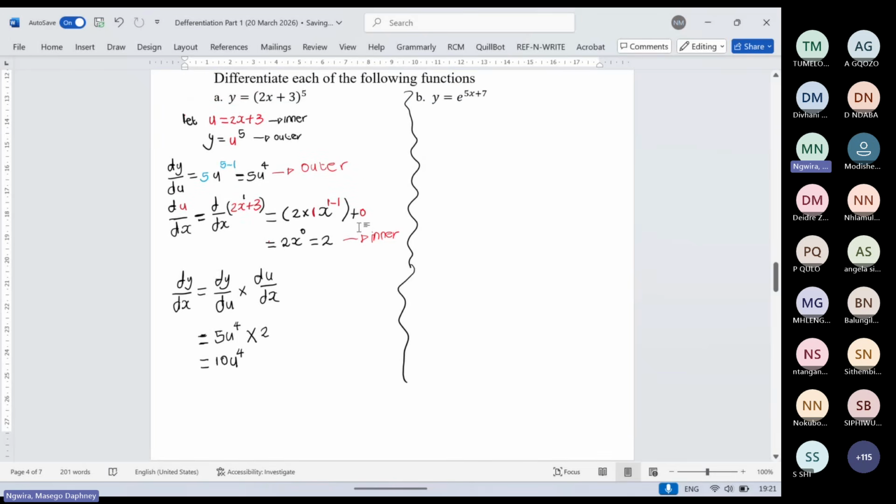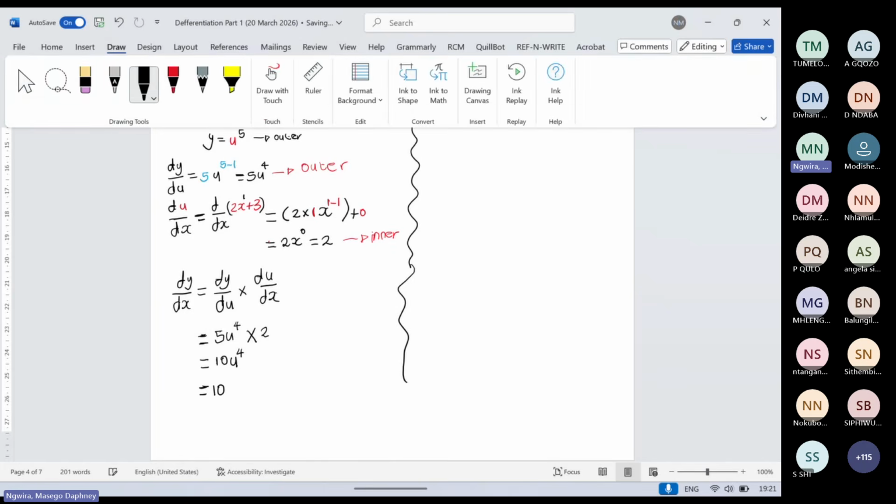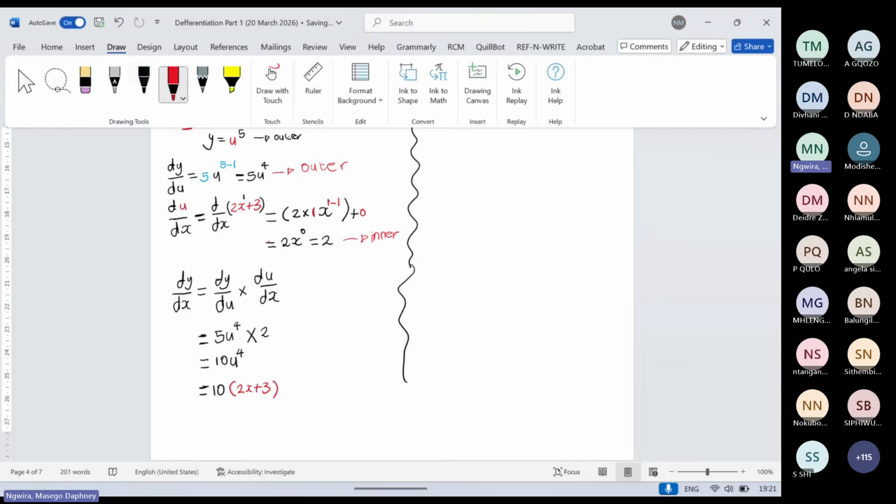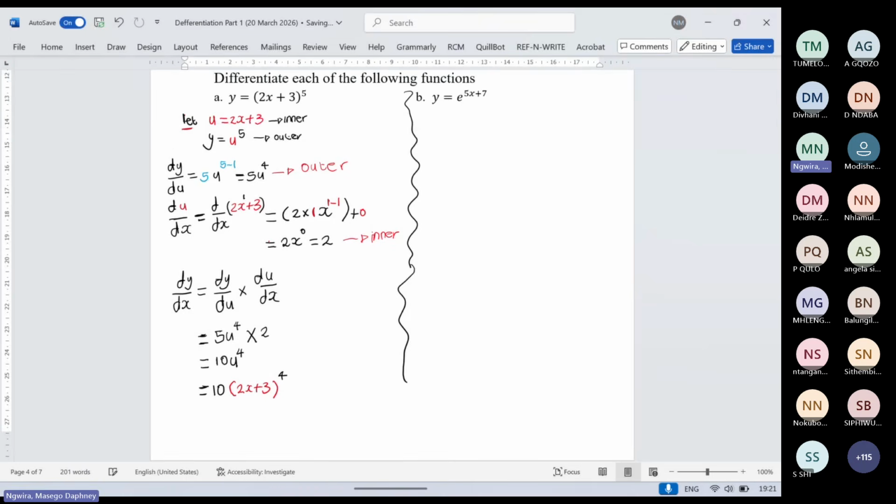Remember we said that our u is 2x plus 3. So you must always change back the u. This will be 10, and then my u, we said it's 2x plus 3, so you must change it back, because we said that we're letting u be 2x plus 3. Then this is to the power of 4. That's how we derive a composite function. It takes time. You need to be patient and practice. So please practice with your activity and also practice with your examples.